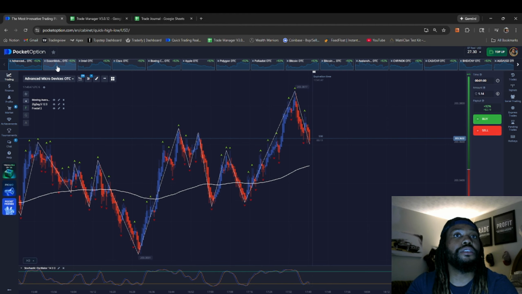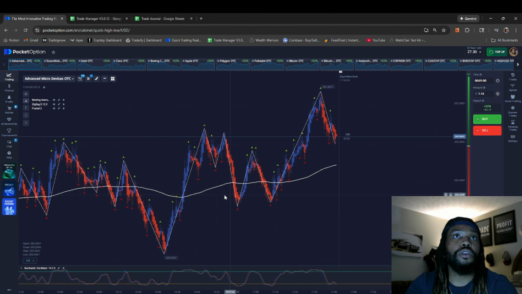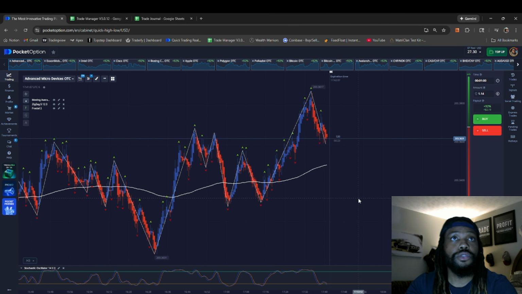So basically, what I look for, I've got 3 indicators over here, as you can see. I've got the moving average. This is the 200, I believe, 200 EMA. That tells me the overall trend. If we're above the 200, we're trending up. If we're below the 200, we're trending down.